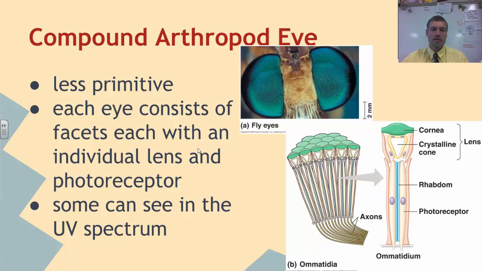It's a little less primitive, and what happens is that we've got each eye consisting of many facets. That's what each of the little sets is called, each of the little mini eyes, and each of them has an individual lens and a photoreceptor. So you can see here the structure. You've got the cornea, which is like our cornea. You've got a crystalline cone. We don't have crystalline cones. We have a liquid center to our eyes. And then the photoreceptor is down here at the bottom, and so the light comes in.